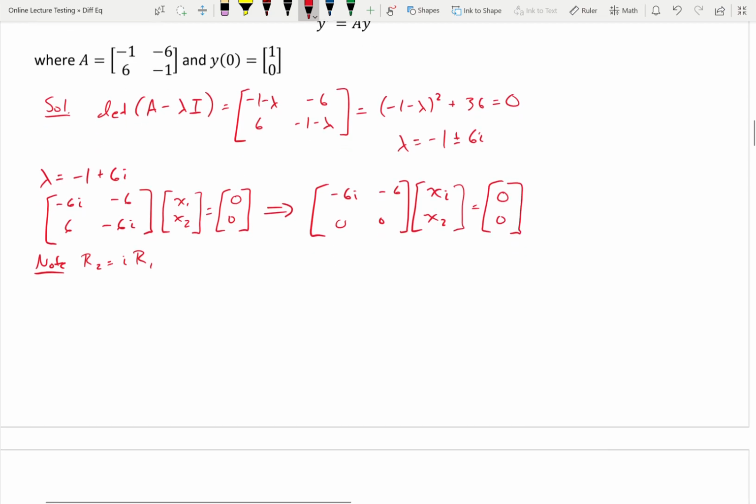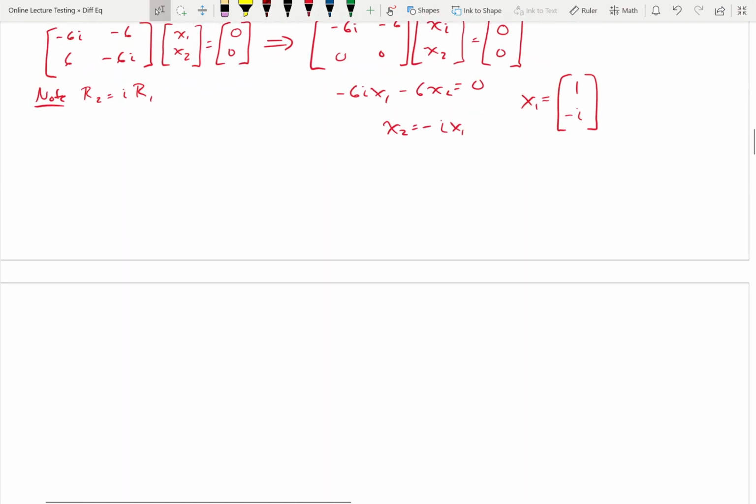All right. Once we multiply this in, we're going to get -6i x1 minus 6x2 is equal to 0. Solving that, we're going to find out that x2 is equal to -i x1. So that means for any choice of x1 that we do, we can figure out what x2 is. And so I'm going to say x1 is 1, and therefore x2 has to be equal to -i. Again, just plugging into this simple formula.